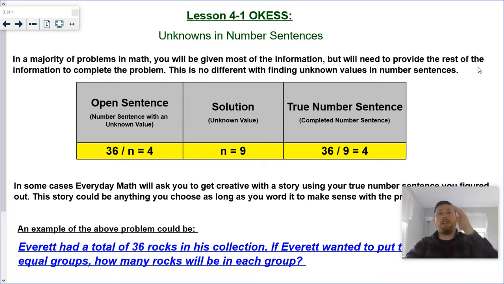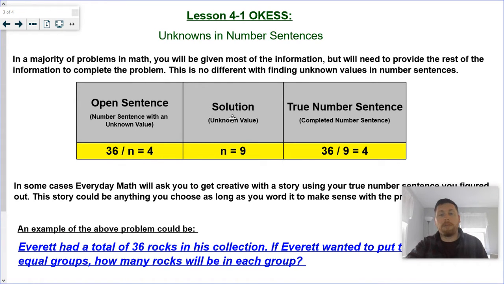As you'll see in your book and on your page, for numbers 1 through 4, you're going to be given three different columns, okay? The first one is open sentence. That means this is the number sentence with an unknown value. It's a problem with something that's unknown. In this case, I have 36 divided by n, I don't know what that is, equals 4. So this is my problem with an unknown.